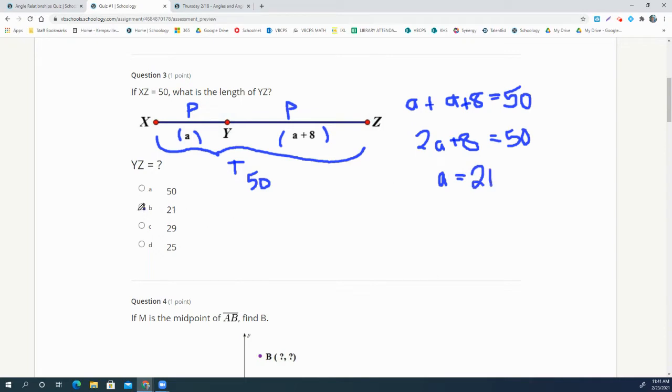Why not? We got to plug it in. So the question is YZ. Guys, on this test, it's tricky, and it just keeps getting trickier as we go through the year. This is as much a reading test as it is a math test. We got to substitute it in for YZ. So YZ is this piece over here. So I got to substitute my 21 in right here. 21 plus 8 is 29. And my final answer is going to be 29.